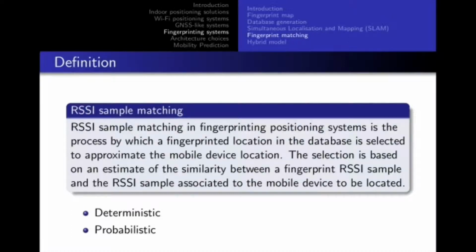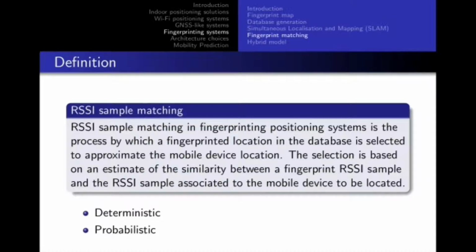The last critical part in a fingerprinting system is the fingerprint matching between the content of the database and the RSSI sample from the mobile device. The definition of RSSI sample matching in fingerprinting positioning systems is the process by which a fingerprinted location in the database is selected to approximate the mobile device location.